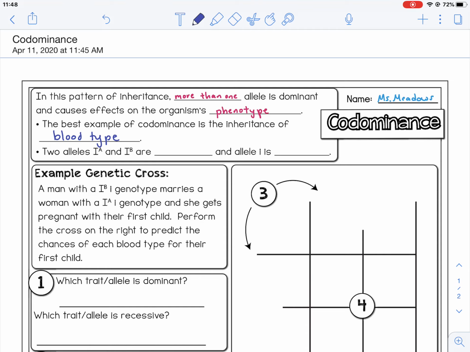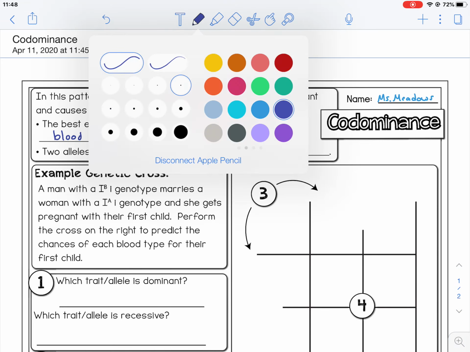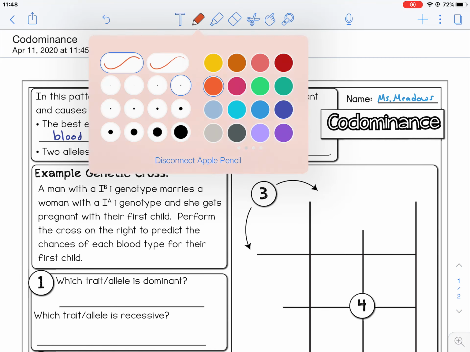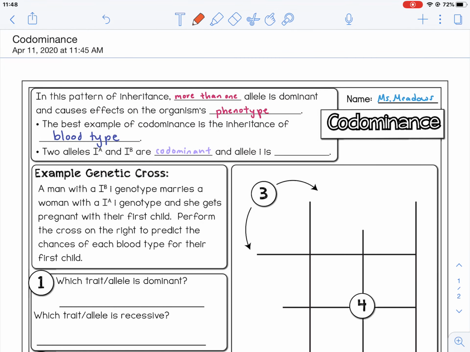So we've got two alleles, IA and IB, that are codominant with one another. Whereas allele i, and just to be clear, this is a lowercase i here. The printing makes it such that it's a bit hard to see that the dot is separated, but it is in fact a lowercase i. The little i is recessive to both IA and IB.